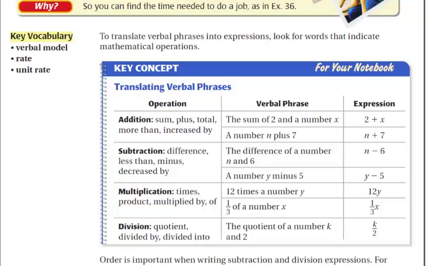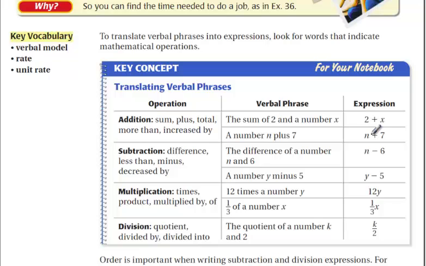So as you see in here we have addition. We have a couple different words that represent the addition: sum, plus, total, more than, increased by. They all represent the addition. The sum of 2 and a number x, right here. A number n plus 7 is the expression. So next one is subtraction.